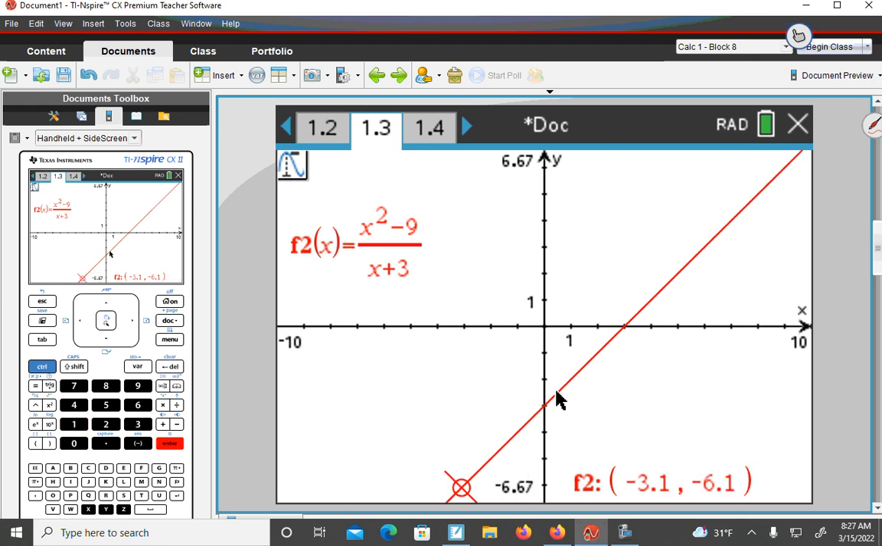Negative 3.1, negative 3.01, negative 3.001, and I'm getting those values negative 6.1, negative 6.01, negative 6.001. Now going the other side, negative 2.9, negative 2.99, negative 2.999, and it keeps on adding one more digit. But if I kept on going and made this negative 2.1, just being ridiculous and adding a whole bunch of 9s, your calculator will eventually round it to negative 6.